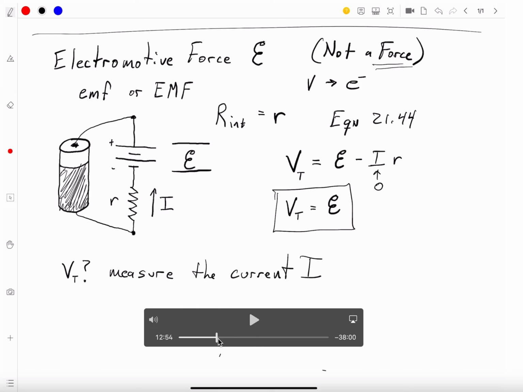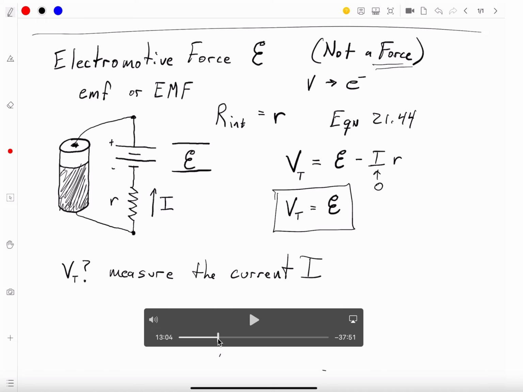Now, if we were able somehow to take something and measure the voltage directly without having any current flow, so the current is going to be zero flowing through the battery. If we could do that, then our terminal voltage would be the electromotive force, the EMF, okay? But we cannot, right? Voltage is a calculated thing.